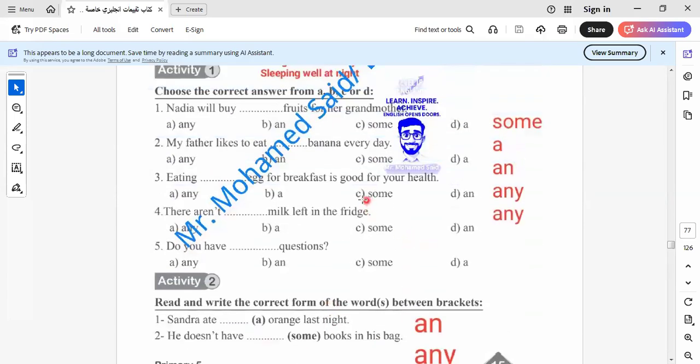Here we have some and any. I would like to answer this question because it's important. Nadia will buy some fruits for her grandmother. Here it is some. So as we know, what is some used for? I would like to remind you. Some is used for affirmative sentences, offers and requests. We use some in affirmative, offers and requests. We use any with negatives and questions. Okay, I think we know this rule. So I use some with what? I would like to remind you.